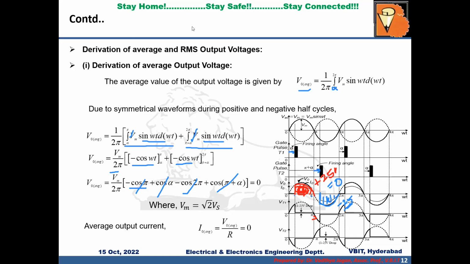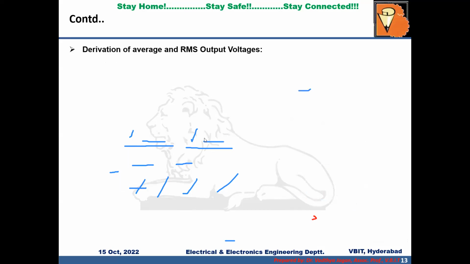Similarly, the average output current is also 0, because average output current is equal to average output voltage by R, and that you will get as 0. You can see this graphically too. See the graphical representation of the output current. From alpha to pi, we get the current wave shape like this, and from pi plus alpha to 2 pi, we get the current wave shape like this. This area is the same as this area, but on the negative side, that is why you get 0 average output current. Let us see the RMS output voltage.